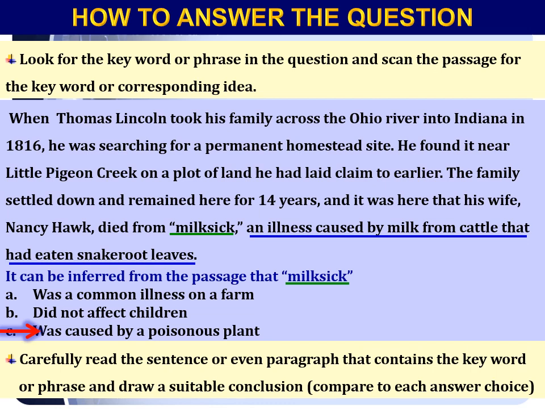You can see that this is so different from the fact and negative fact questions. For those kinds of questions, you have to find the exact idea in the passage. But this passage doesn't say that this was caused by a poisonous plant. It says that it was caused by milk, and that milk was taken from the cattle, and the cattle ate snake root leaves. Therefore, you have to be aware of any cause-effect relationships in the passage. Think about what the effects of certain events or ideas may be. Then carefully read the sentence or even the paragraph that contains the keyword or phrase and draw a suitable conclusion.